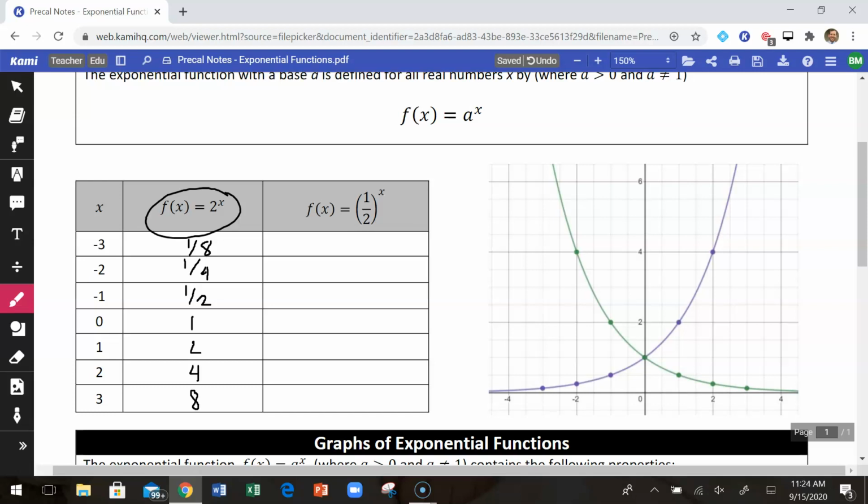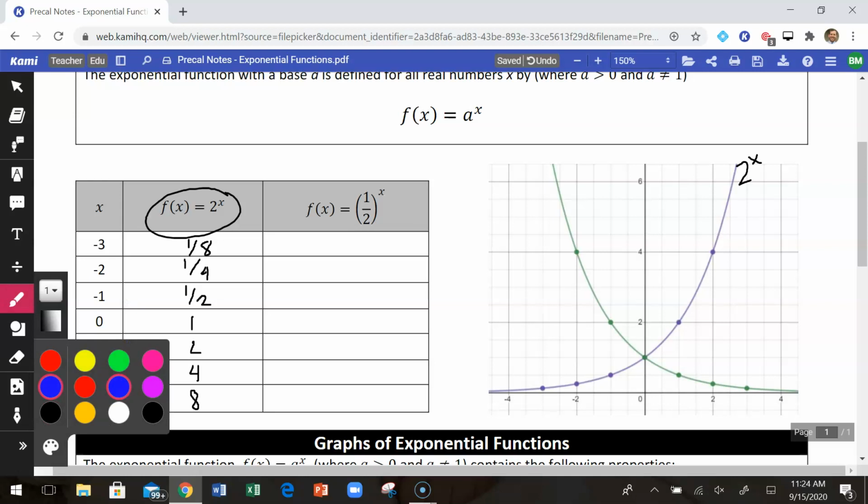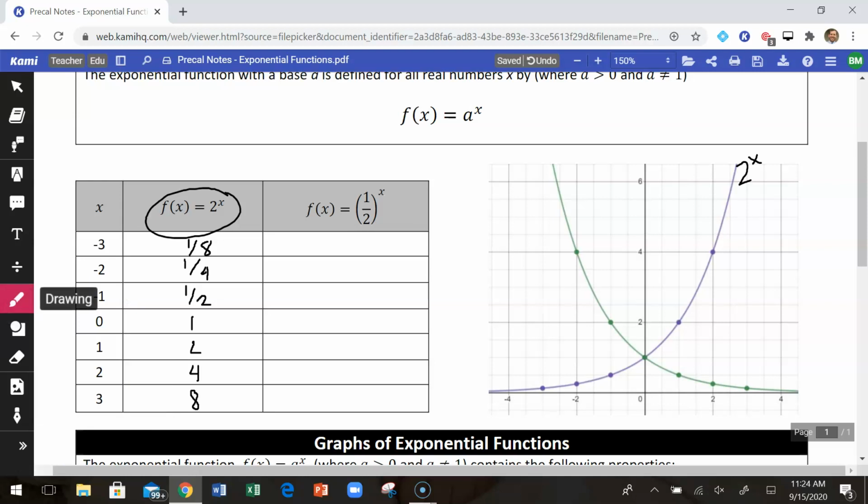So that is going to be this purple graph, y equals 2 to the x, where we have what's considered to be exponential growth. 1/2 to the x is kind of going to work just the opposite here. So if we plug in 0, again we get 1, and notice that they share that point 0, 1. If we plug in 1, 1/2 to the first is 1/2. 1/2 squared is 1/4, and 1/2 to the third is 1/8.